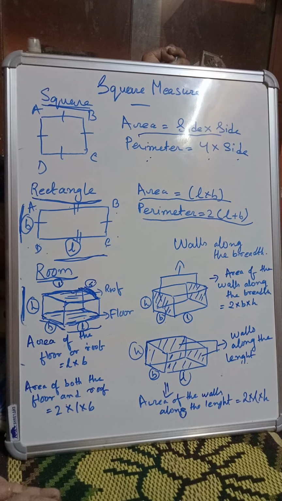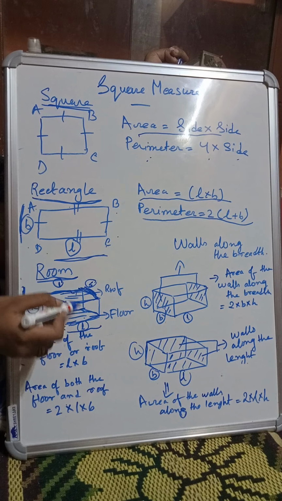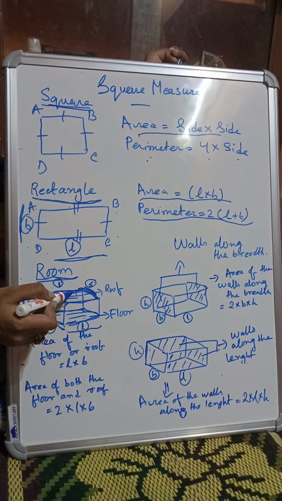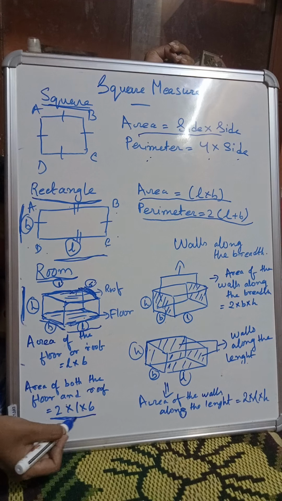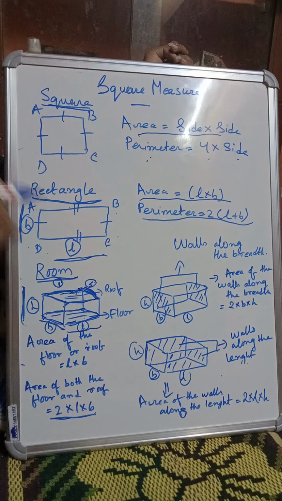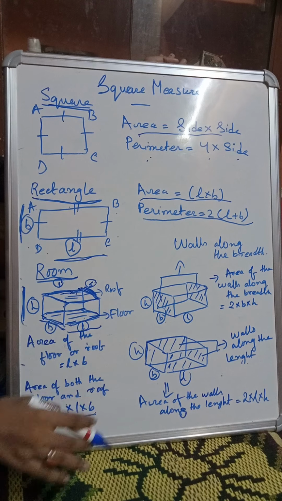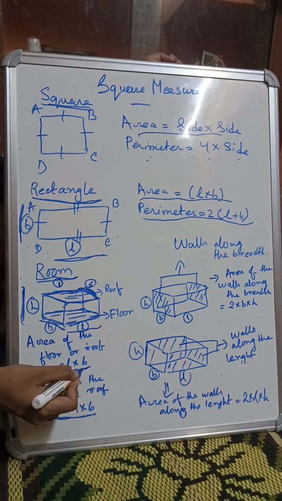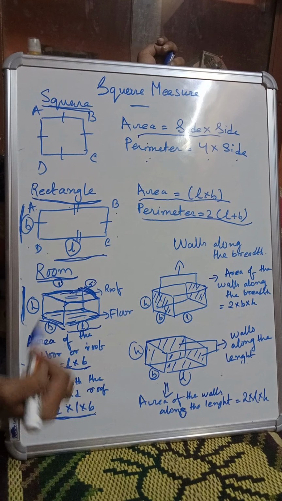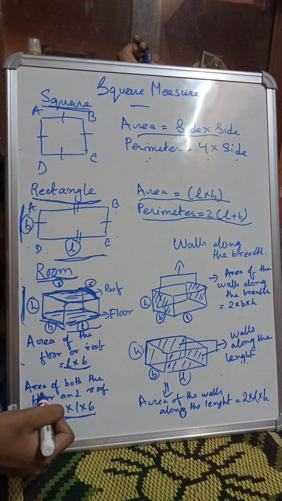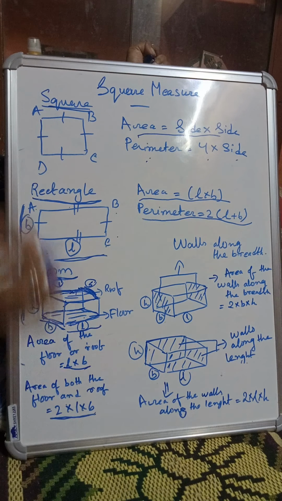But if you are asked to find out the area of both, that is the roof and the floor, this is the roof, and this is the floor, then the formula will be 2 into length into breadth. So mind it, when you are asked to find out only the area of any one thing, that is the roof or the floor, then we need to multiply just length into breadth. But if you are asked to find out the area of both the floor and the roof, then the formula will be 2 into length into breadth.